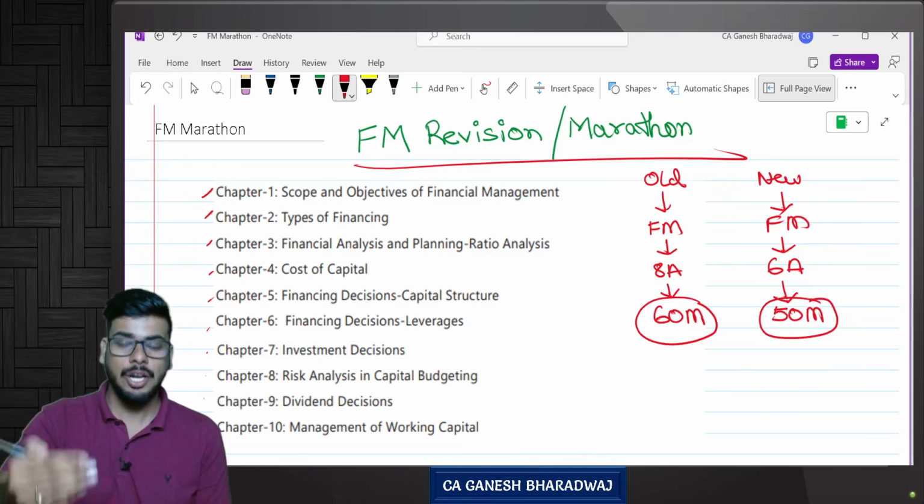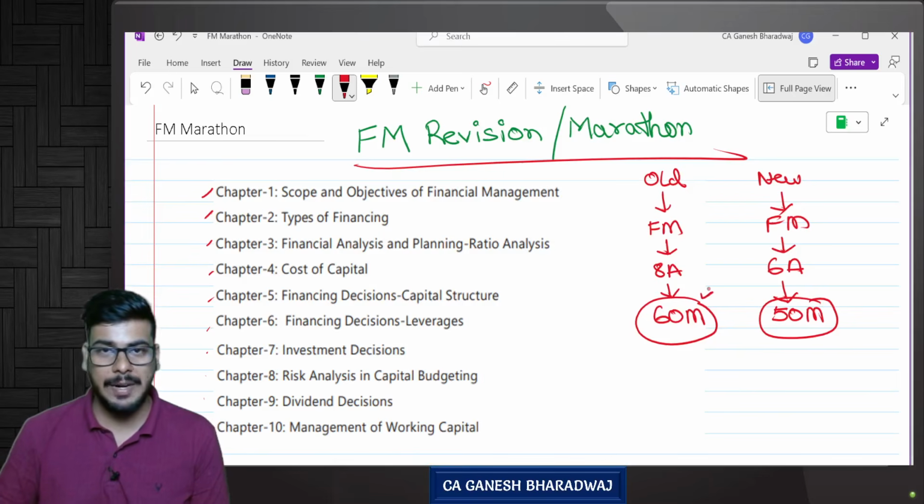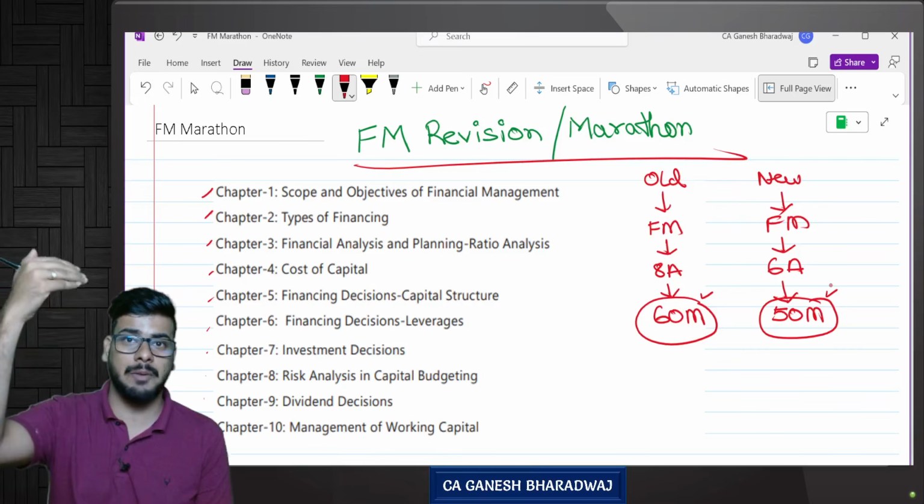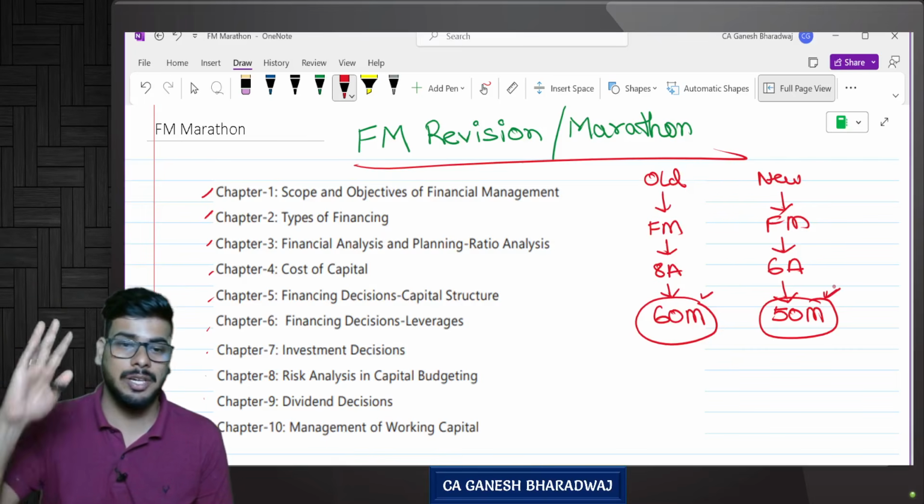So if you are a student who is going to attempt this November 2023 exam, FM carries 60 marks for you, and in the new syllabus, that is from May 2024 onwards, FM carries only 50 marks.